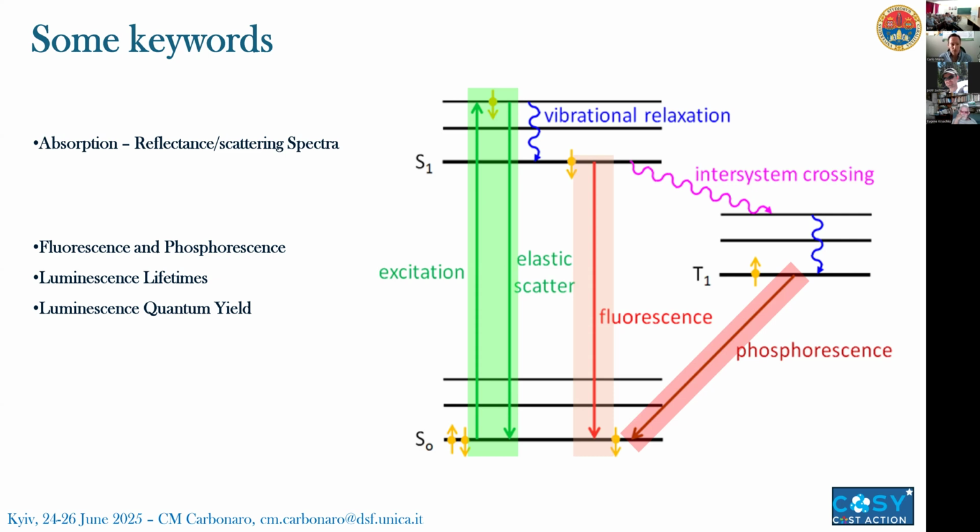And then we have to talk about luminescence quantum yield. That means how many photons we get after the absorption of the light. And of course, we can also try to understand what the excited state dynamics is, which means to look at the vibrational relaxation of all the excited states, or the way we go from the singlet to the triplet states, or from the S2 to the S1 states, in order to understand the scheme of the levels that we have to consider to explain the optical properties of our molecule.